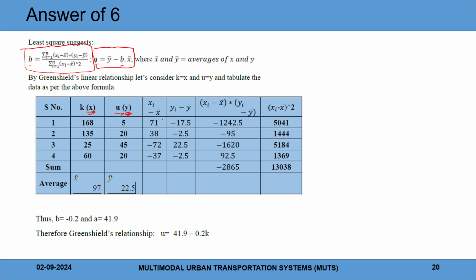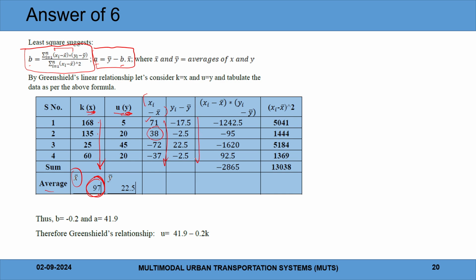So first term is xi minus x bar, so you need to calculate this. x bar is the average. If you just average this fourth term, it will come as 97. Now xi minus x bar is 168 minus 97, so it will come as 71. Similarly, for this term 135 minus 97, it will come 38. Like that, we need to calculate all xi minus x bar.